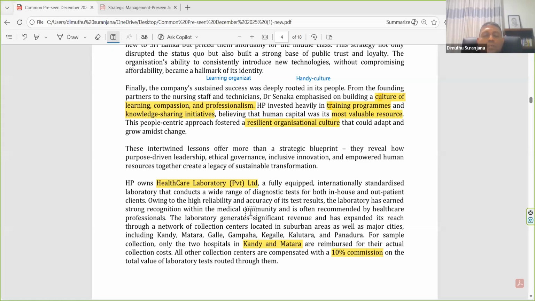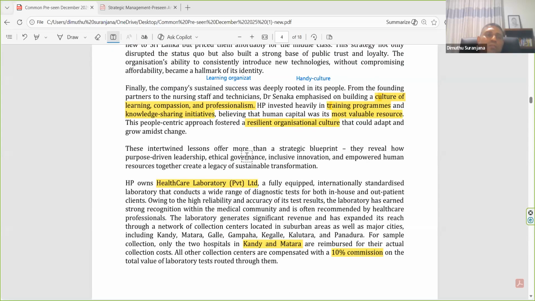For sample collection, only the two hospitals in Kandy and Matara are reimbursed for their collection costs. All other centers are compensated with 10% commission. Collection costs were reimbursed to Kandy and Matara, but a 10% commission was given to the others on the total value of tests put through them.